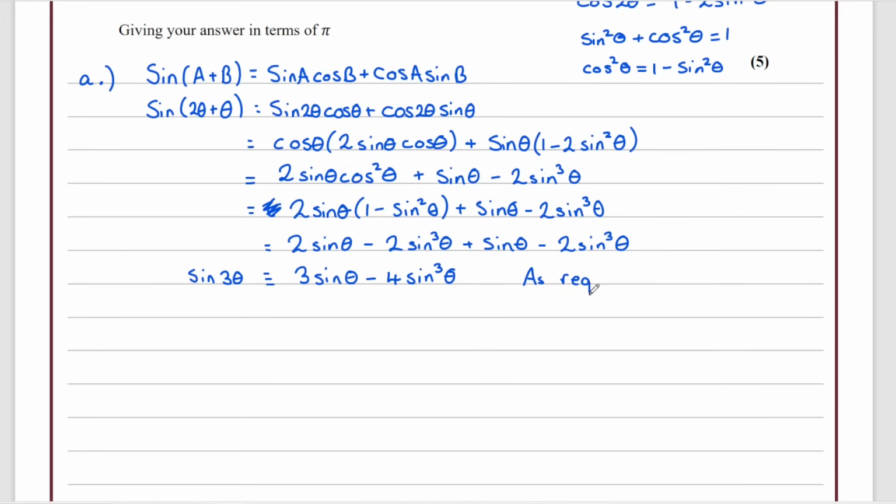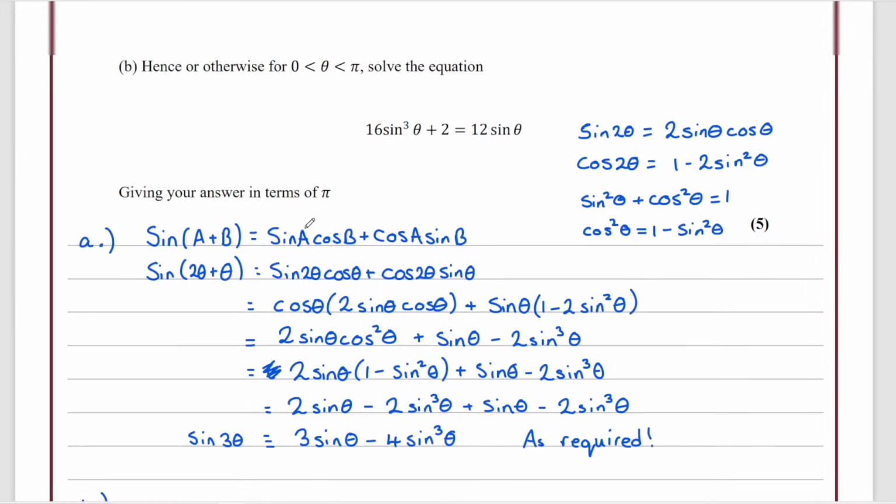Okay, and there we have it. So that is the solution to the first part, part A. Now for part B then, so let me just scroll up and read the question. It says, hence or otherwise for theta between 0 and pi, solve the equation 16 sine cubed theta plus 2 equals 12 sine theta. Give your answer in terms of pi.